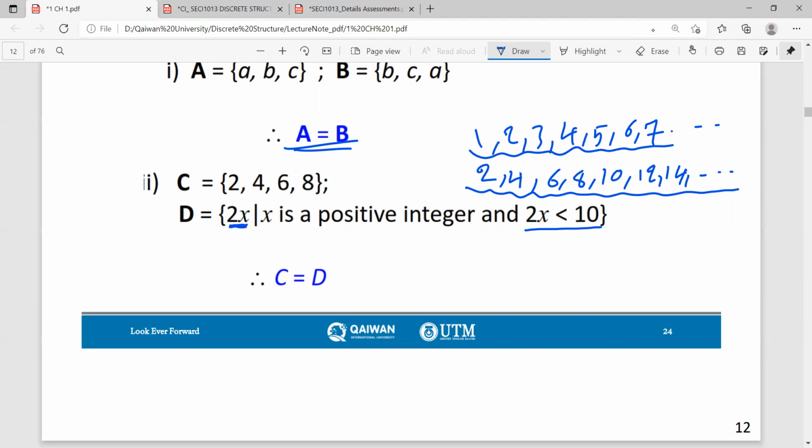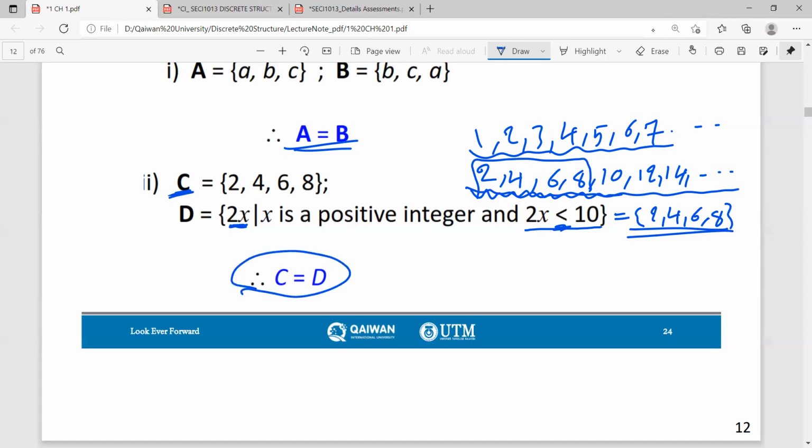10 is equal to 10. We say only less than 10. That means 10 is not included. What are the elements here which are less than 10? We have only these 4 elements: 2, 4, 6, and 8. That means D is 2, 4, 6, and 8. Sorry, it's 8, not 10. As you see, C and D are equal because they have the same elements.